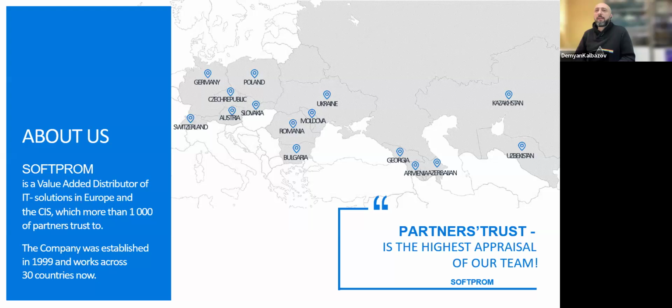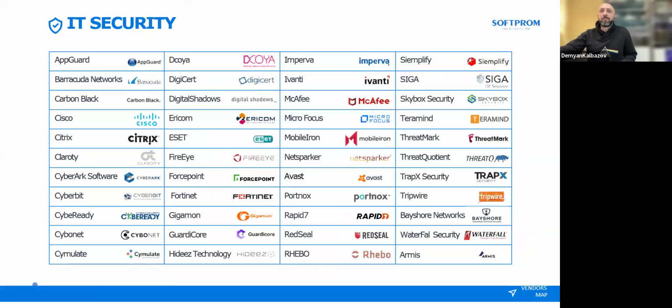Softprom is a value-added distributor. It's a trusted IT distributor of solutions across the CIS region, Central and Eastern Europe. More than 1,000 partners rely on our expertise. Softprom was founded in 1999, and since then, the company has grown to establish its presence in more than 30 countries. And I guess the participants of this meeting are the evidence for that.